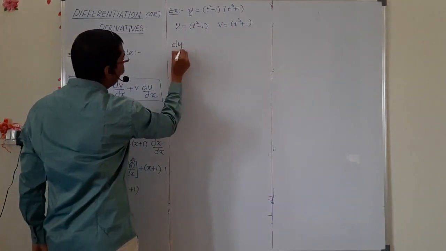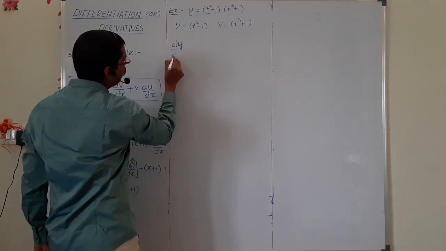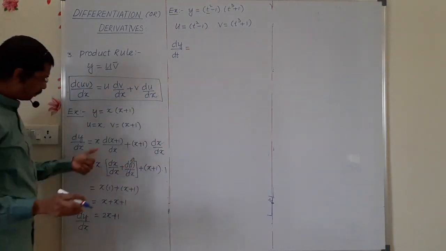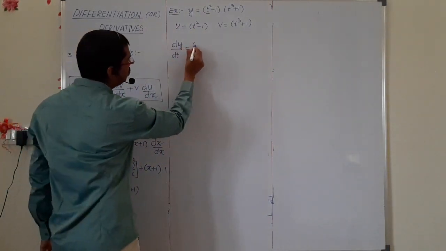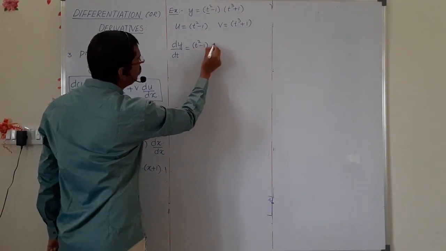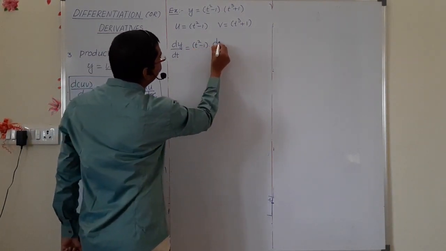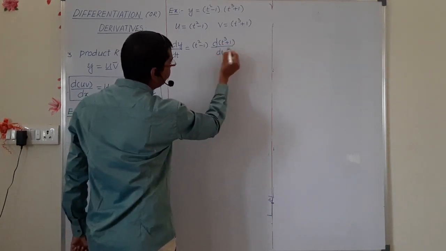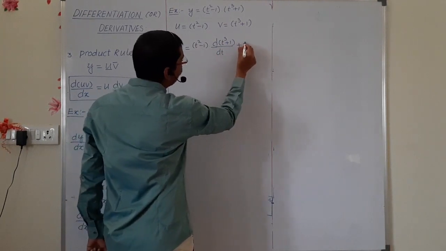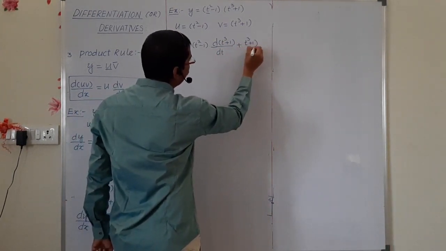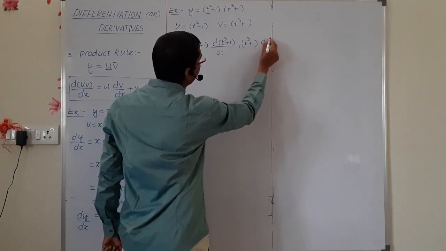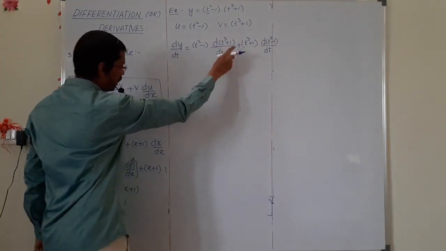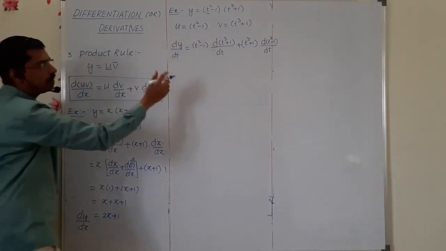Now dy upon dt, it is a function of t, that's why we can write dt. Here u is the right formula. You write as it is: (t square minus 1) into d(t cube plus 1) upon dt, plus (t cube plus 1) into d(t square minus 1) upon dt. Here, if you want to write the direct answer by using this method, I am directly writing.